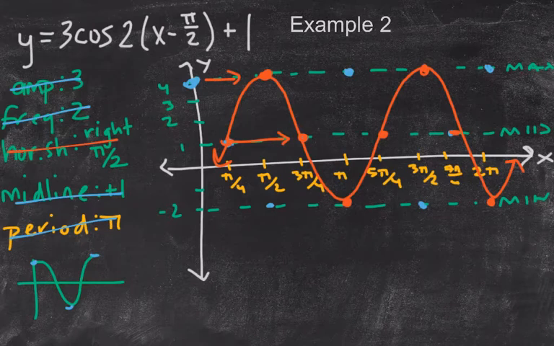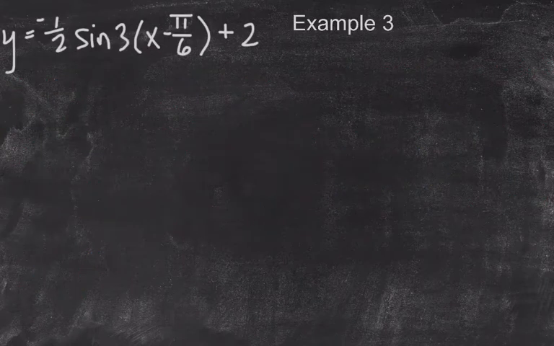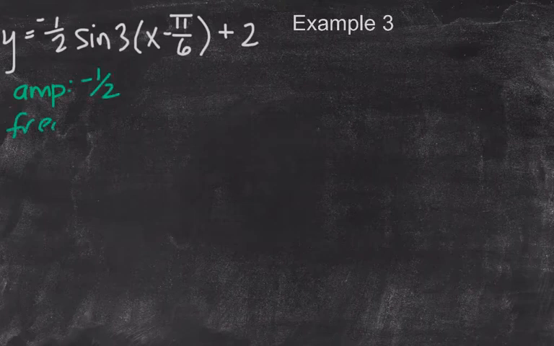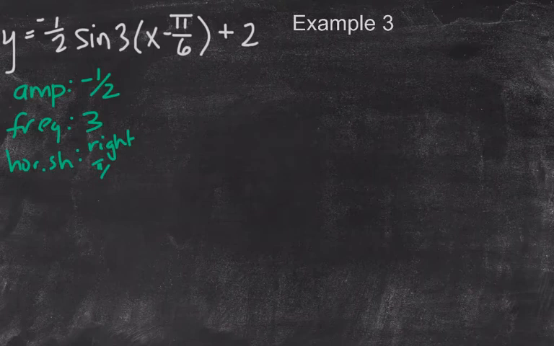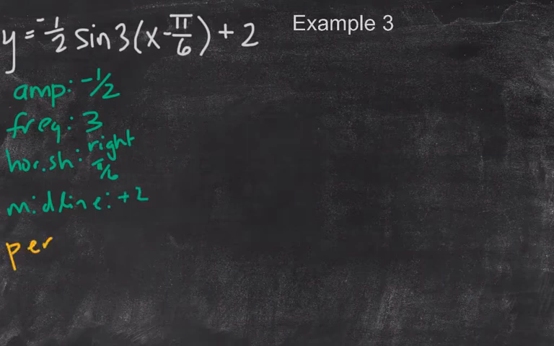Alright, I got 2 more examples for you. I would suggest pausing the video once you see the example and trying it yourself. I will say though that this one is the first example we're seeing with a negative amplitude, so just be careful about that. So an amplitude of -1/2, a frequency of 3, a horizontal shift to the right, pi over 6, a midline of +2, and my period is 2 pi divided by my frequency, so that's 2 pi divided by 3.